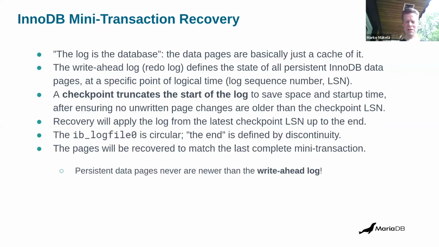What we are seeing is something that was written earlier, before this latest checkpoint, some garbage. And the recovery will recover all pages to match the latest complete mini transaction. If we got some records of a mini transaction, but not the whole mini transaction, then we must discard that. It should also be noted that we have write-ahead logging, so it's never allowed to write any persistent data pages before the corresponding log record has been written.